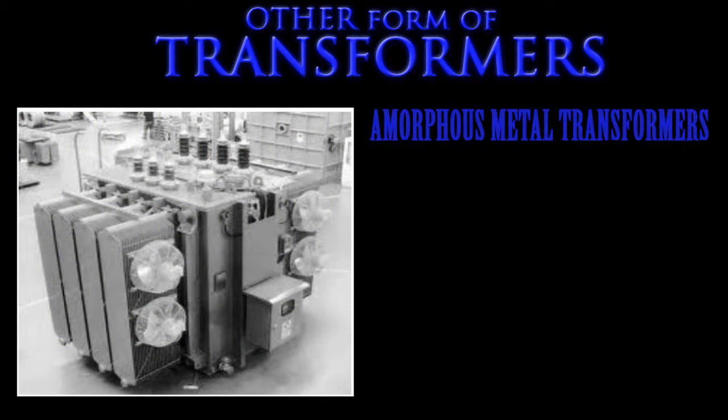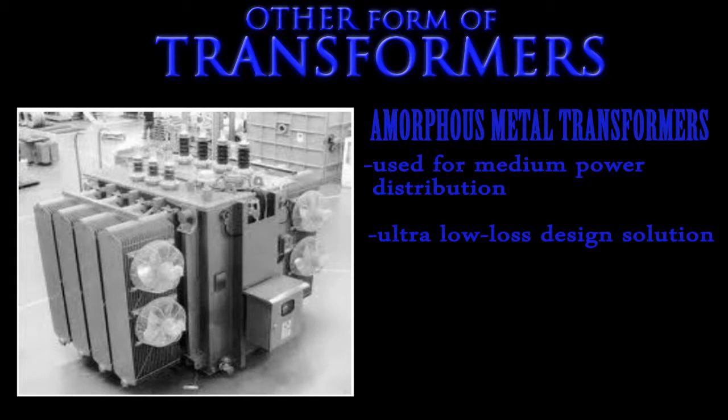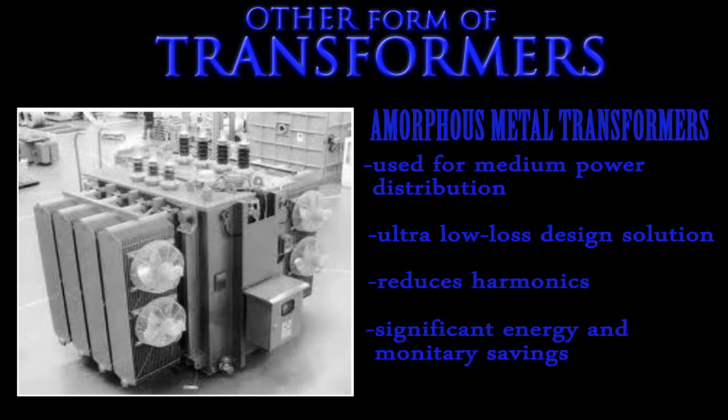Amorphous metal transformers. These transformers are used for medium power distribution. These are ultra-low loss design solutions which reduce no-load losses and reduce harmonics. And the most significant advantage of these transformers is the significant energy and monetary savings.